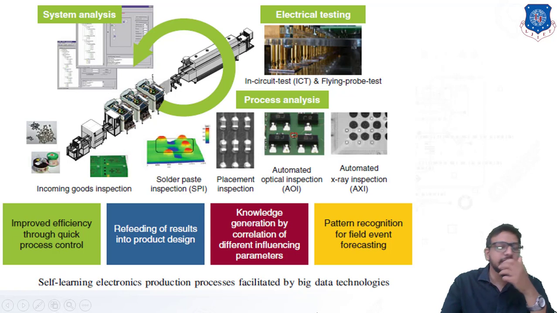Then on the top side you can see a system analysis is shown, in which a human machine interface is provided. An operator can operate all these processes by making use of a computer system. Then electrical testing is provided, that is an in circuit test, and flying probe test is provided. So this shows how all the parts of the production system are interconnected and connected to the cloud or a server, and how a user can operate this production system by making use of the internet.